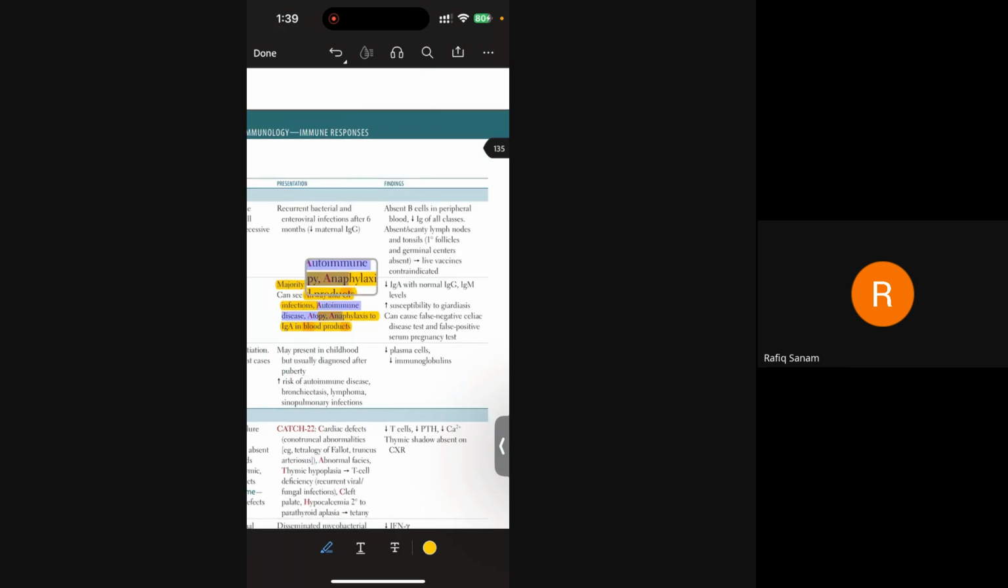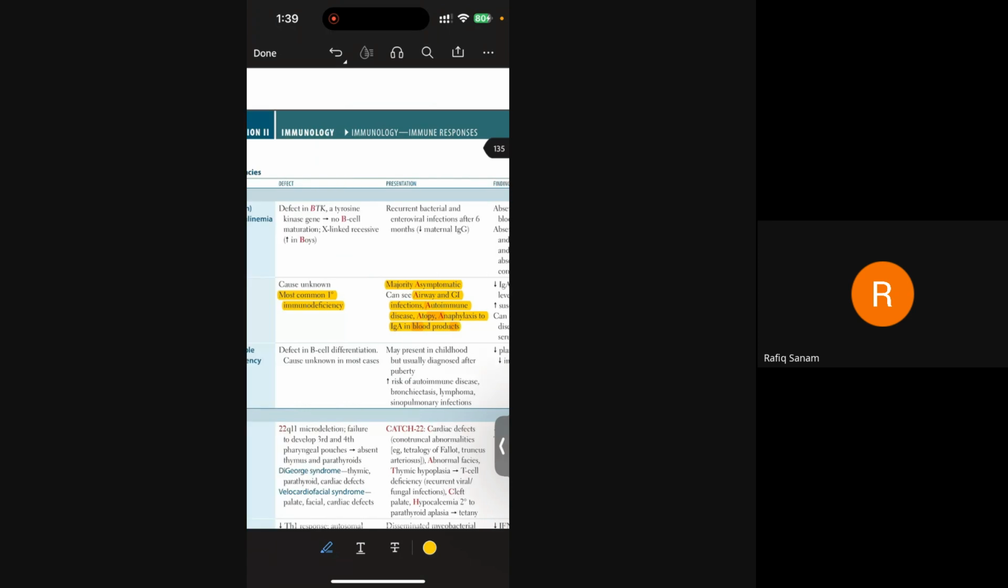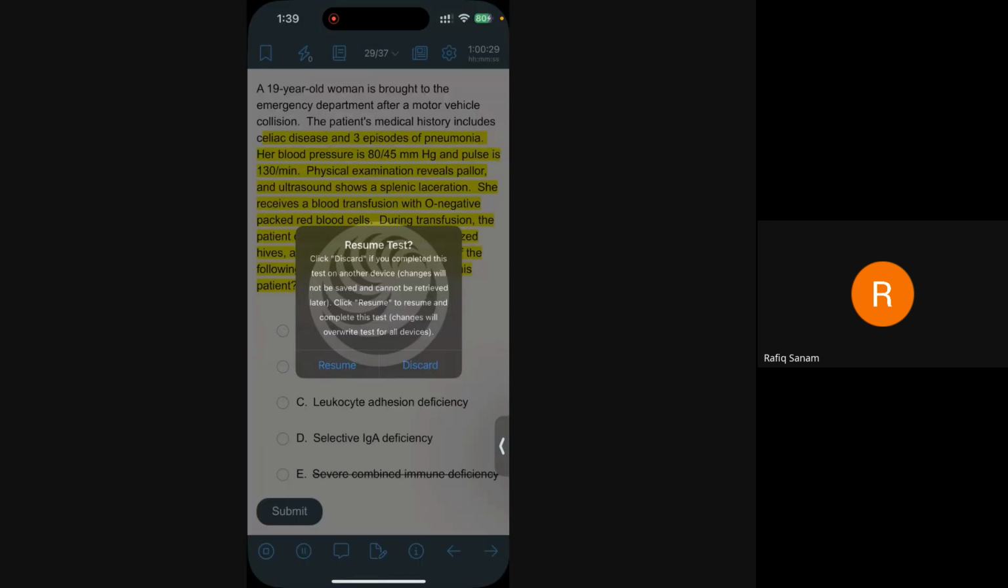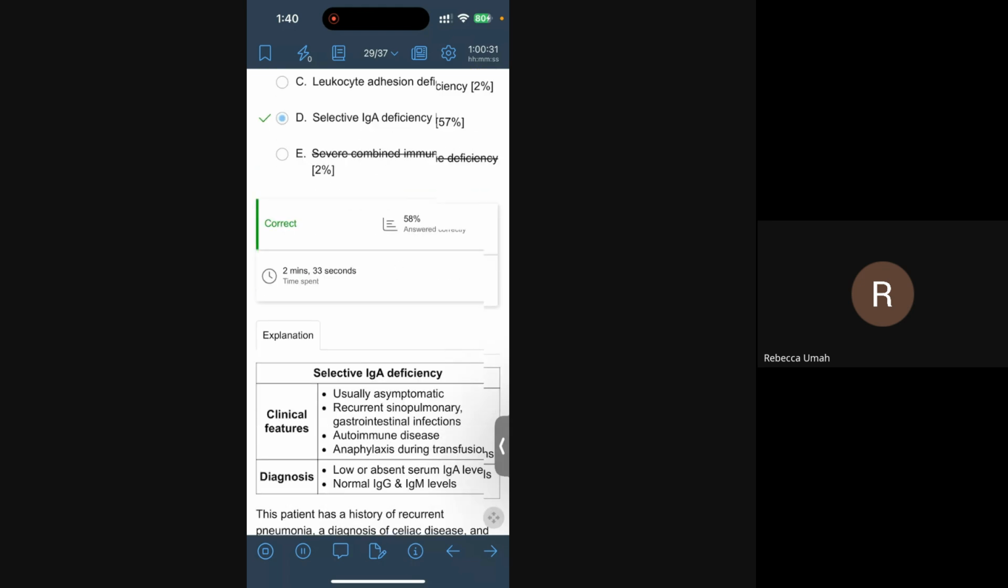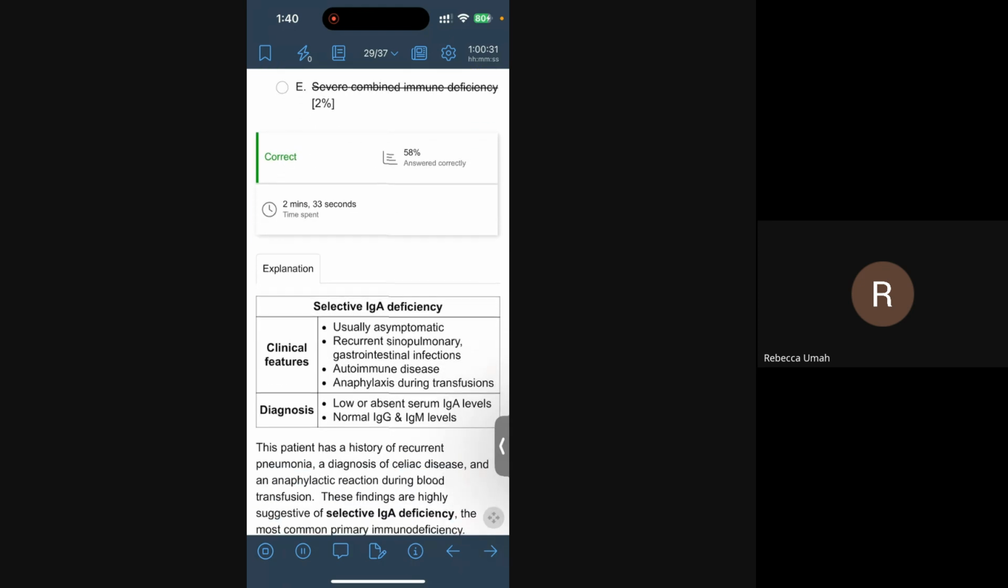Celiac disease and autoimmune diseases are also common in selective IgA deficiency. So the right answer is D, selective IgA deficiency. That's why the patient has facial swelling, generalized hives, and shortness of breath. That is due to the anaphylactic reaction to the blood products, which occurs in selective IgA deficiency.